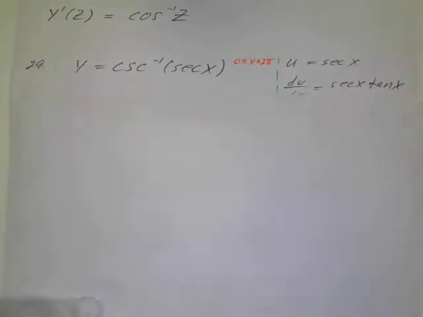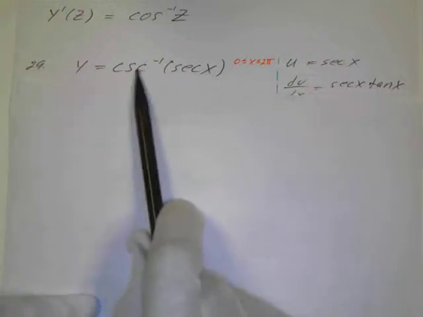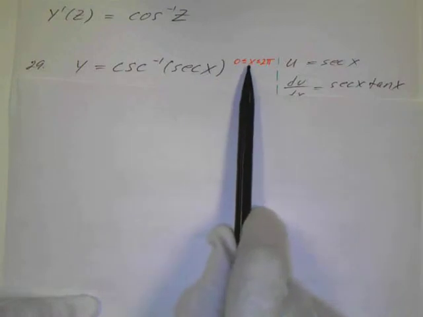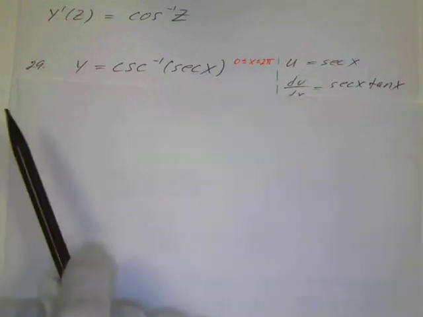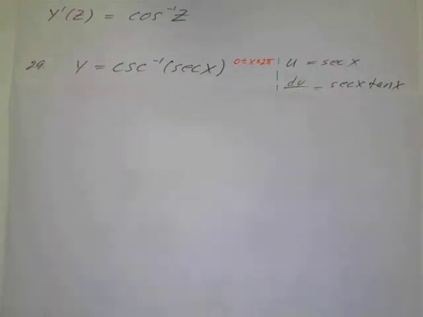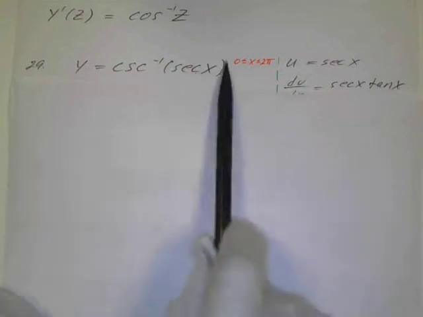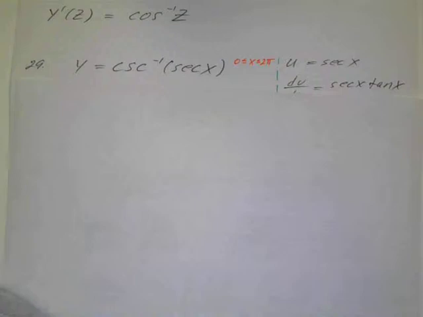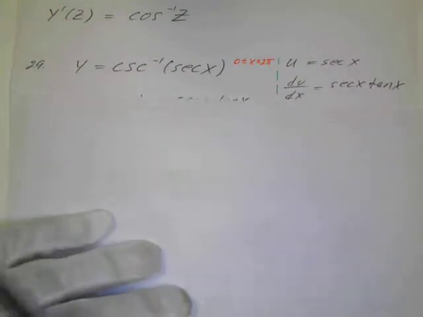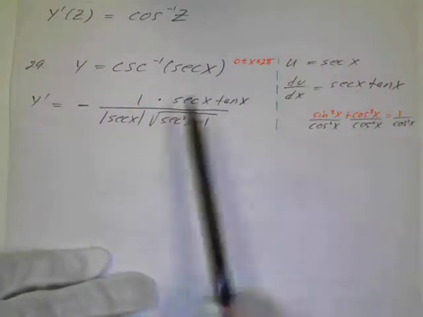This was a toughie. Okay, so our function is y equals the inverse cosecant of the secant of x, and the interval is 0 to 2 pi inclusive. Well, we're going to take the inverse cosecant of something, so we're going to have to use the chain rule and multiply by the derivative of that something. So if u is secant of x, du dx is secant tangent of x. So this is what we've got. There's a lot of things going on in this problem. It's kind of cool.